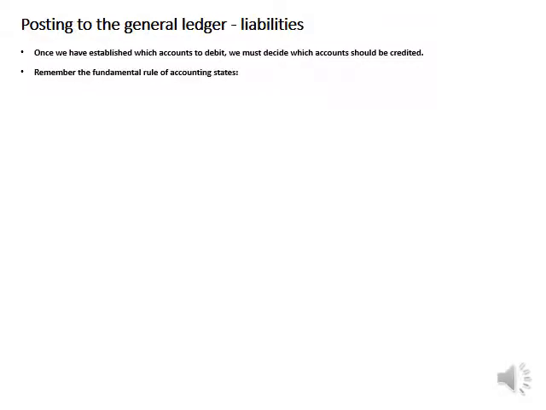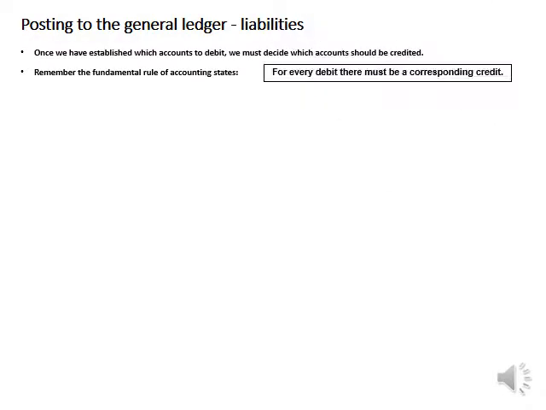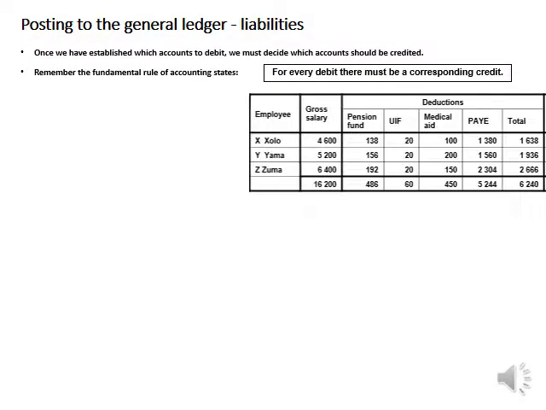The next part is the liabilities. We have now figured out what is an expense to the business, but the business now owes these amounts. And when we owe money, it is called a liability. Once we have established which accounts have to be debited, we must now decide which accounts need to be credited. Remember, the fundamental rule of accounting states that for every debit, there must be a corresponding credit.